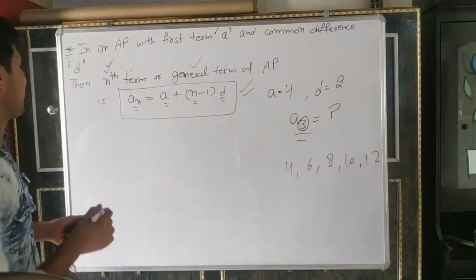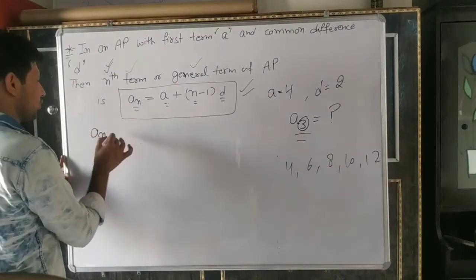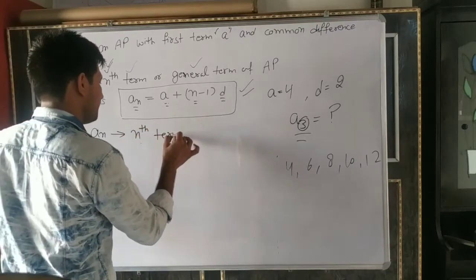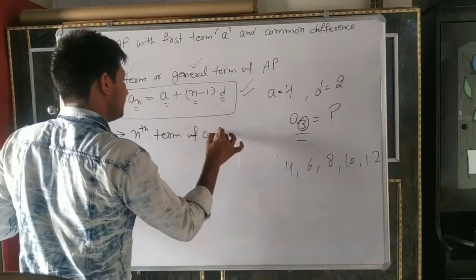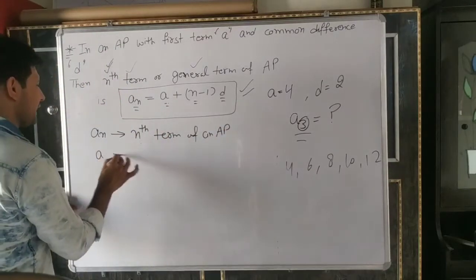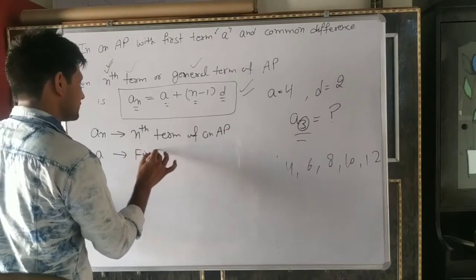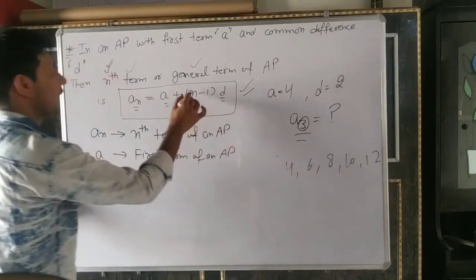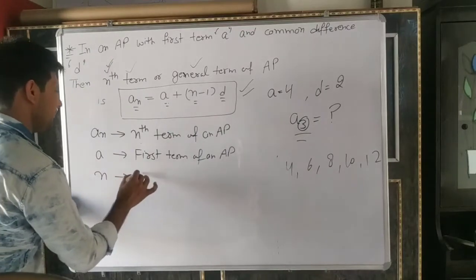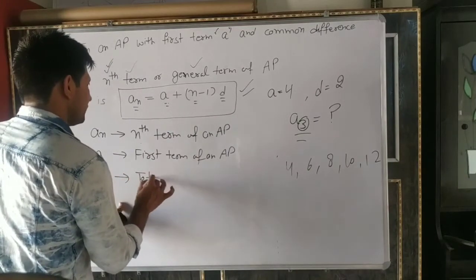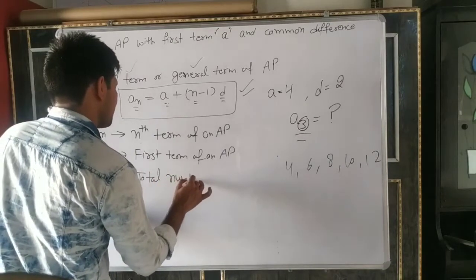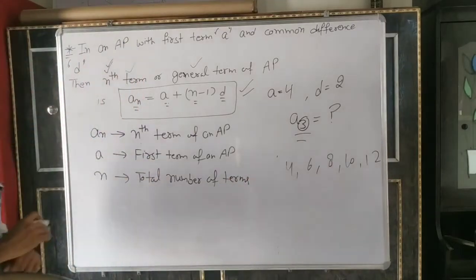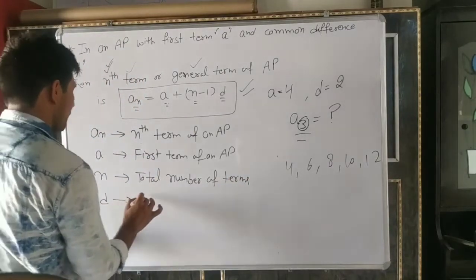So always remember the meaning of an. Note down: an means the nth term of an AP. And A, what is A? A is the first term of an AP. Now n, what is n dear? N means the total number of terms, and D means common difference.